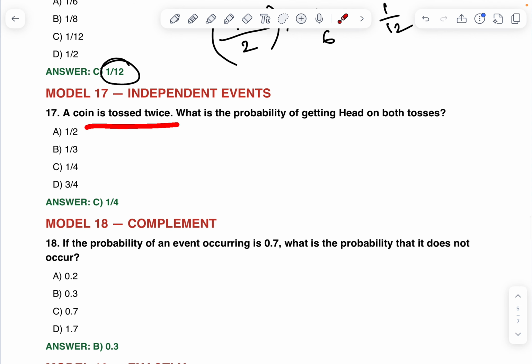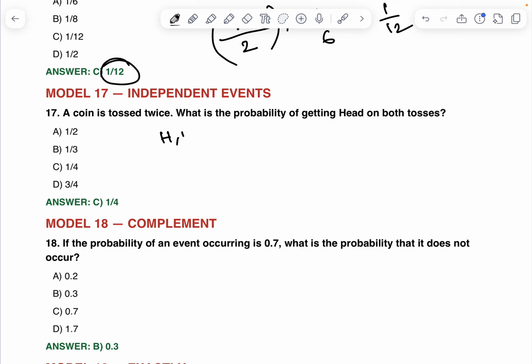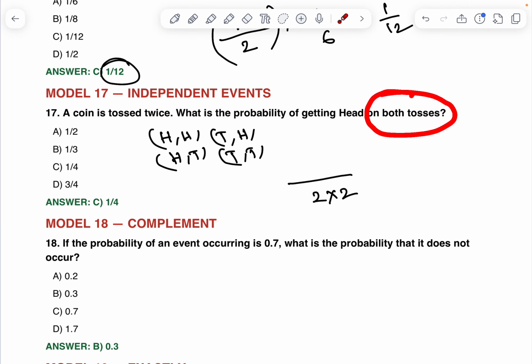A coin is tossed twice. What is the probability of getting head on both tosses? Twice: head head, head tail, tail head, tail tail. These are the chances. A coin tossed twice, 2 into 2, 4. But here they are asking only head on both tosses. There is only one chance. Therefore 1 by 4 is the answer.